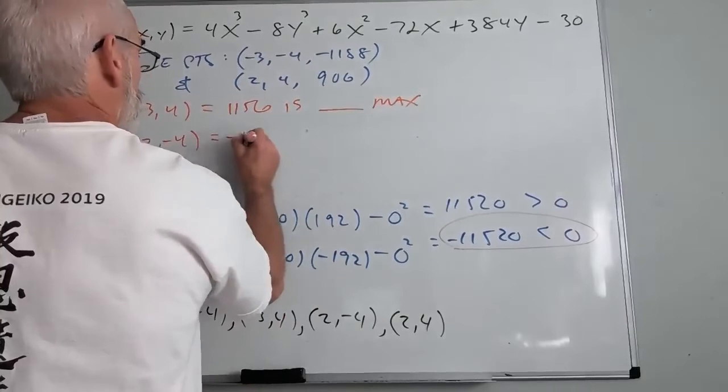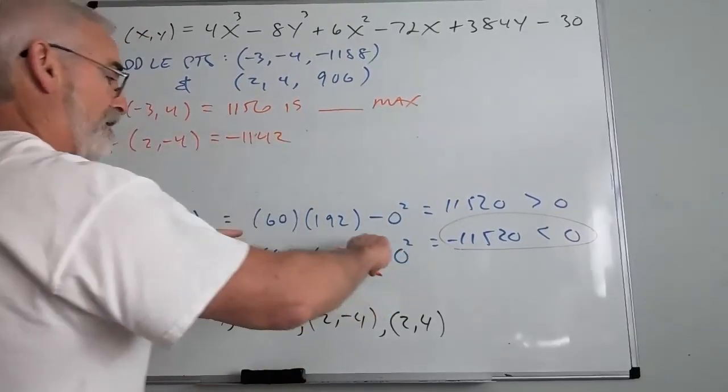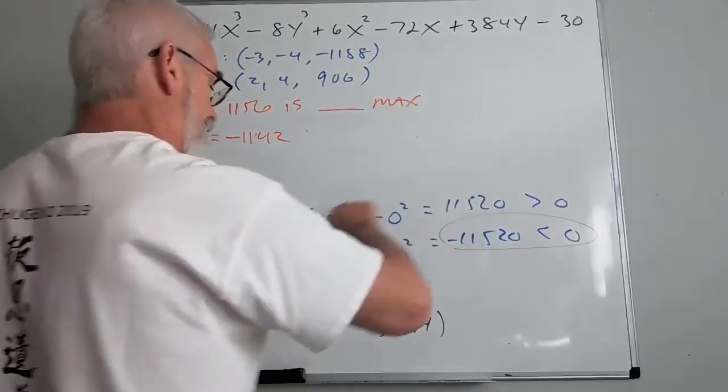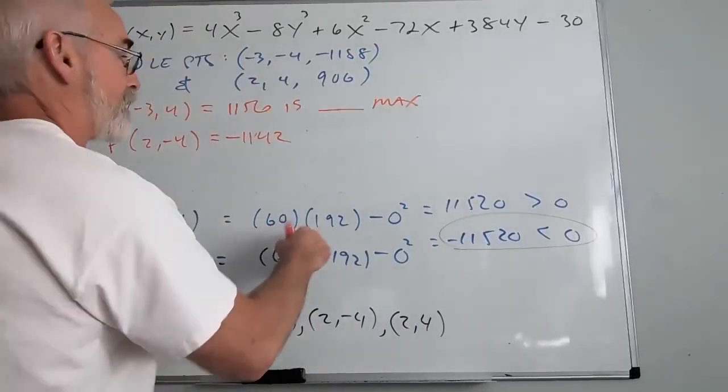-1142. And again, because both of these were positive and it's an extrema, that means I'm concave up from every point of view. So that's a minimum.